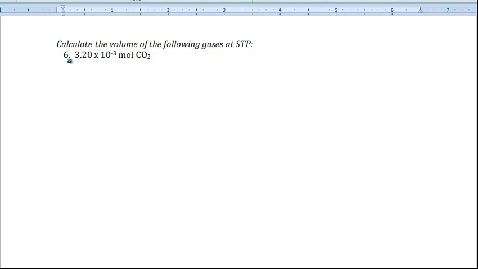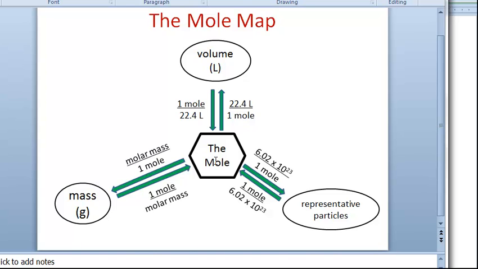All right, number 6. So these are just a couple of simple problems just to make sure that you know how to get from the mole to volume. And just as a refresher, let's take a look at the mole map real quick. All right, so you're being given a certain number of moles, and we're going up to the volume station. So to get there, you're going to take the number of moles given, multiply by 22.4 liters per mole, because 1 mole of gas at STP conditions occupies 22.4 liters.